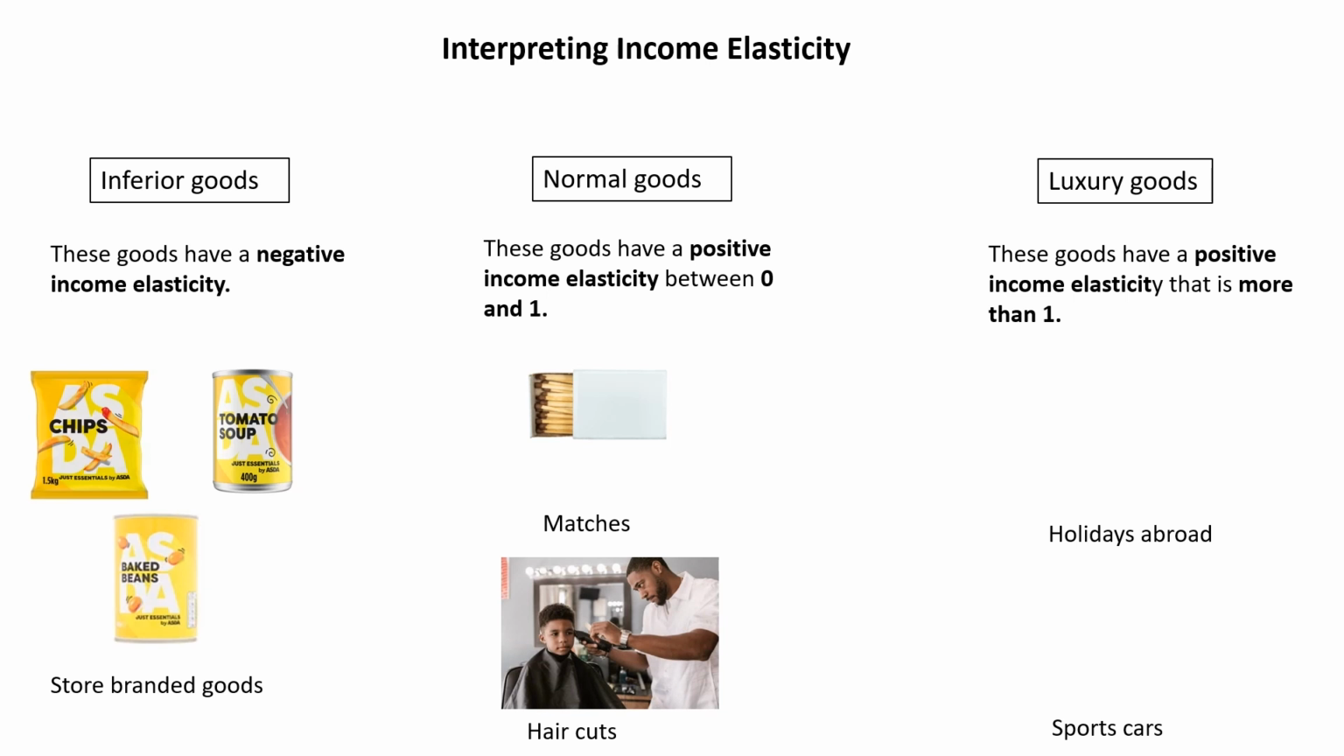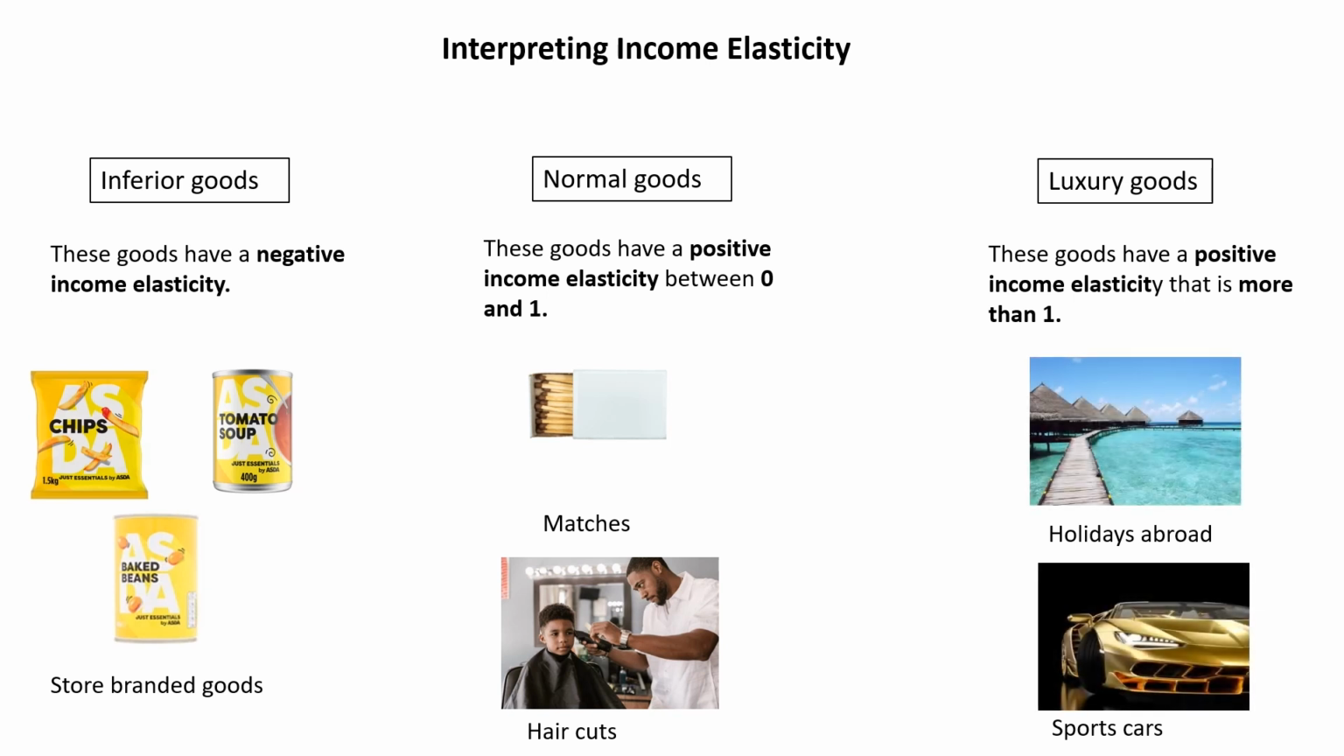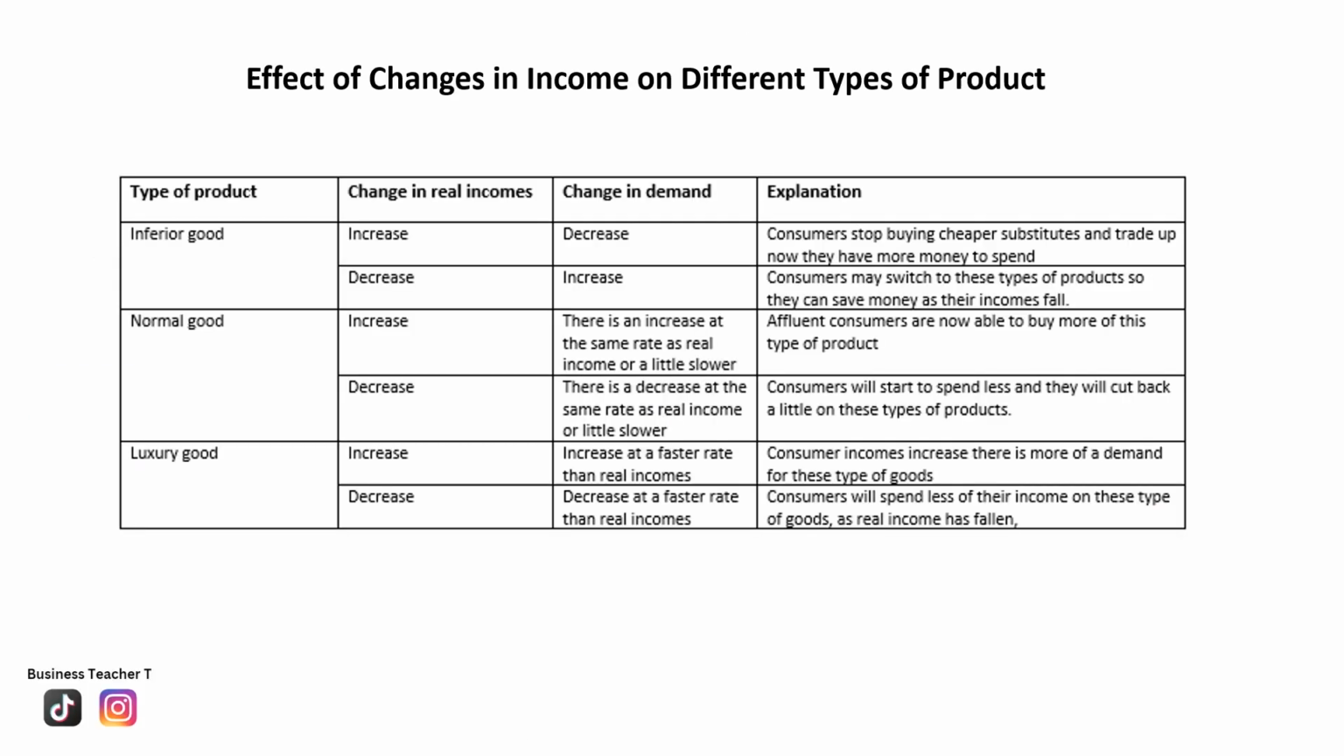These are normal goods. Now, luxury goods have a positive income elasticity that is more than 1. This means that the demand for luxury goods grows faster than the increase in income. Examples are holidays abroad and sports cars. It's important for businesses to know the effect of changes in income on different types of product.